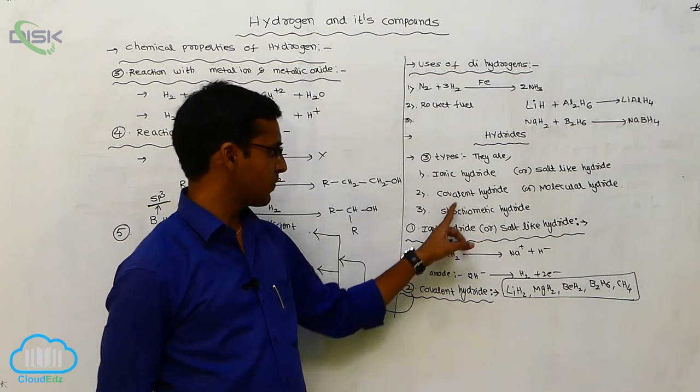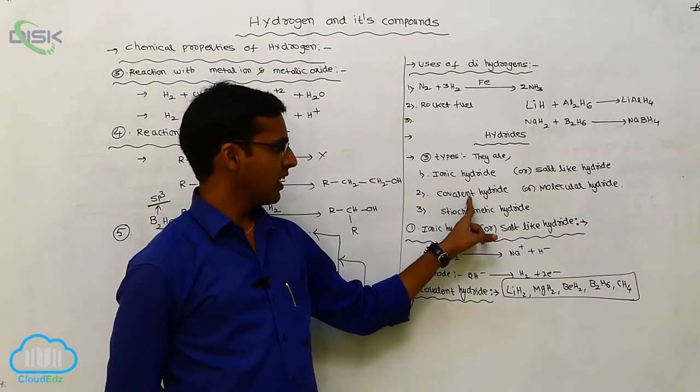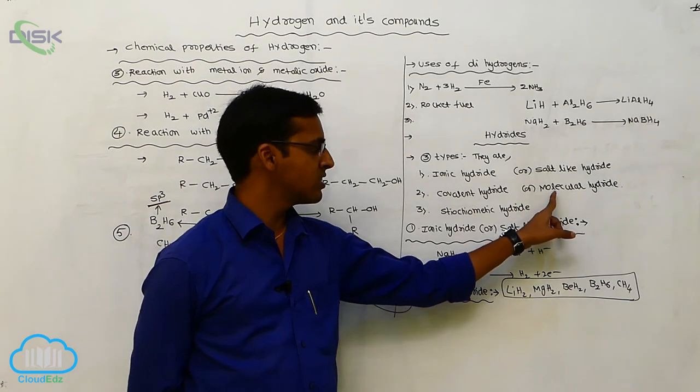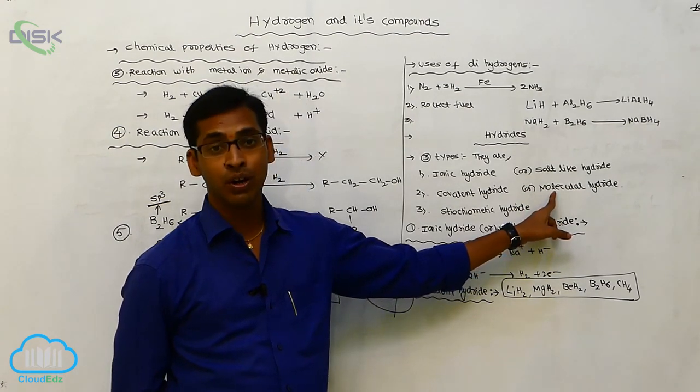That is your second classification. These covalent hydrides are called molecular hydrides because they involve hydrogen bonding formation.